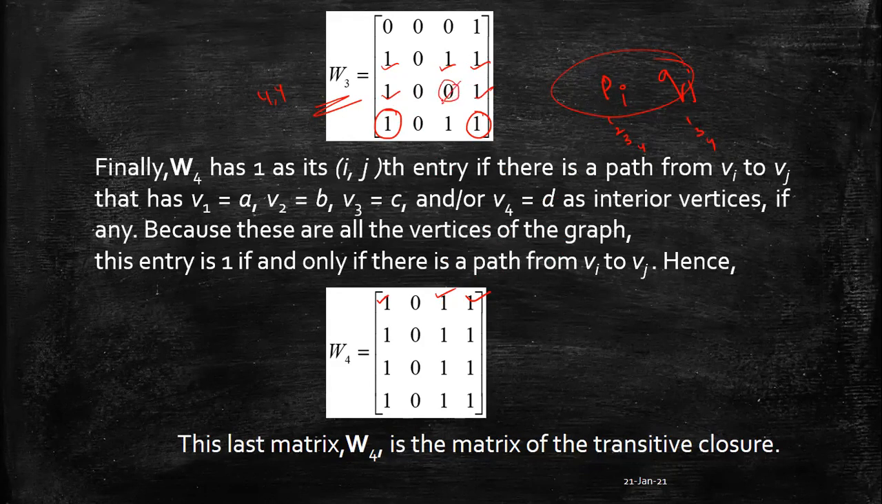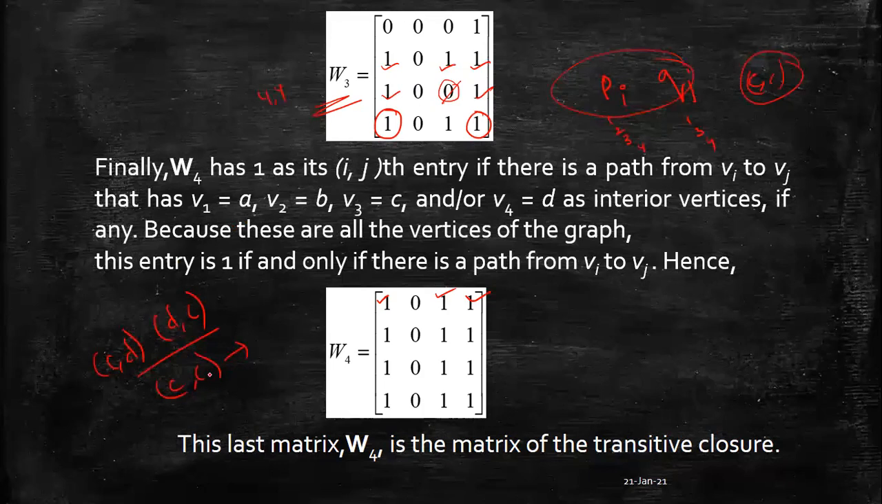You can go back and check for which edge you are adding this. So that is, you are making a loop at C comma C. Just check why you are making a loop at C comma C. If you have CD and DC, then you need the CC edge to make it transitive. So for this edge CC, you are adding 1 here, and then for 4, 1, 4, 3 and 4, 4, you already have a 1. So this last matrix W4 which we have created is the matrix of the transitive closure.